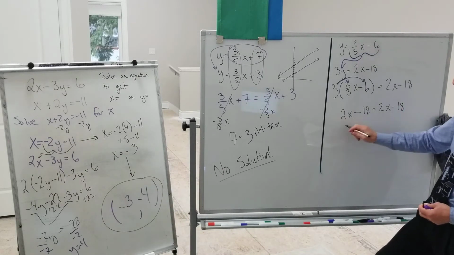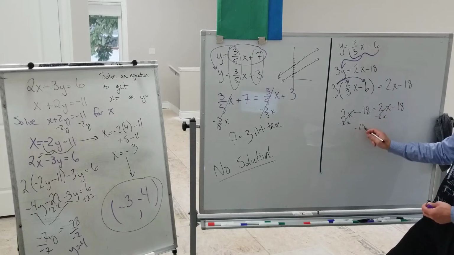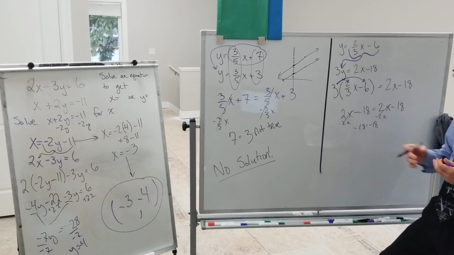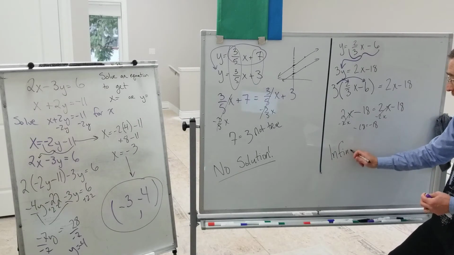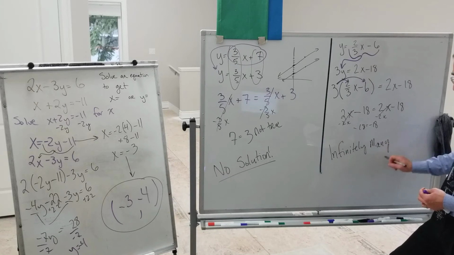We could go one step further, go minus 2x, right? Negative 18 equals negative 18. No more variables, exact same number on both sides. This means we have infinitely many solutions.